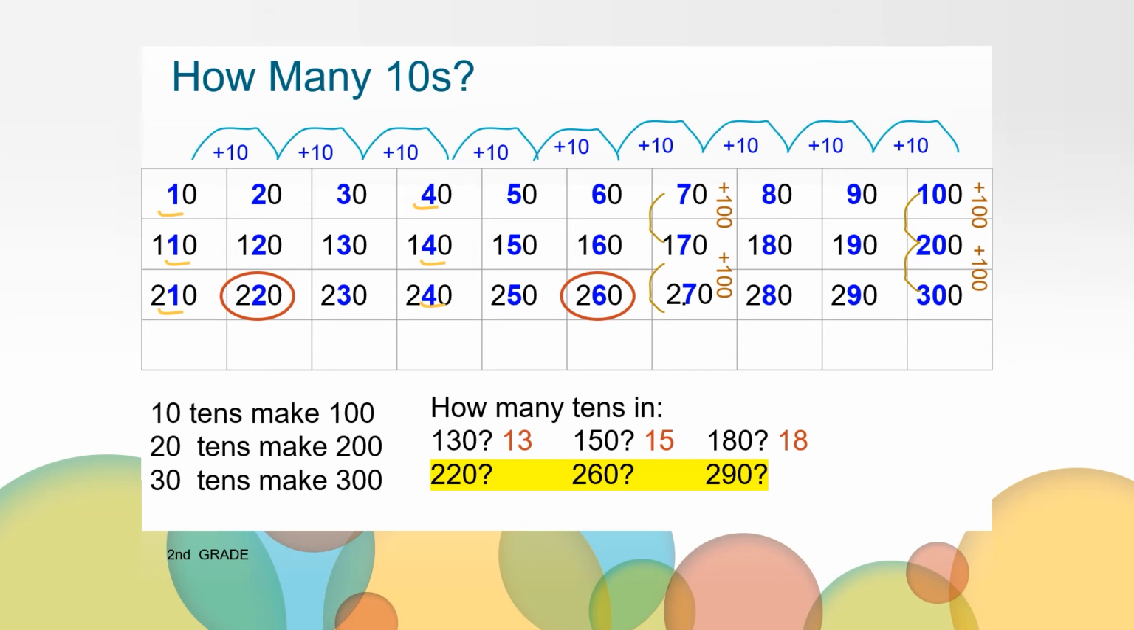If we know there are 22 groups of 10 in 220, then there are 23 groups of 10 in 230, 24 groups of 10 in 240, 25 groups of 10 in 250. So in 260, there must be 26 groups of 10. How can we use that to help us figure out how many tens are in 290? There are 29 groups of 10 in the number 290.